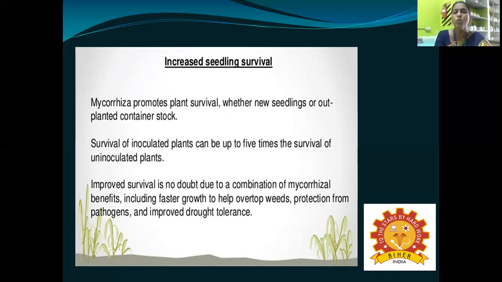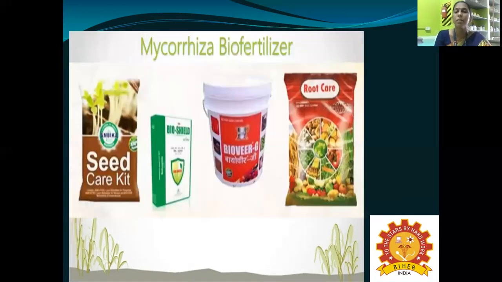And the improved survival is no doubt due to the combination of these mycorrhizae benefits, including faster growth that helps develop weed control, protection from pathogens, meaning plant disease-causing pathogens are prevented from entering, which is called protection. The plant defense mechanism is very good, and drought resistance improves. If the water is not there, the plant can survive. So in these cases they can benefit.